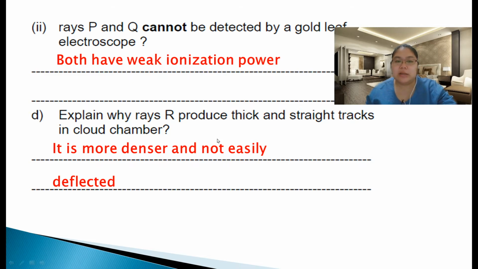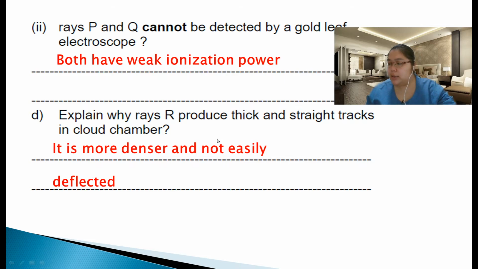So that's why they will produce a straight line. After that, they produce the highest ionization power. So from here, we don't need to explain about ionization. We just say why they produce the straight track. So just about the denser. Okay, so we finish this one question.